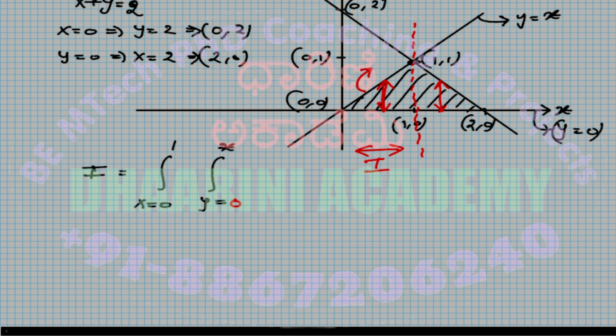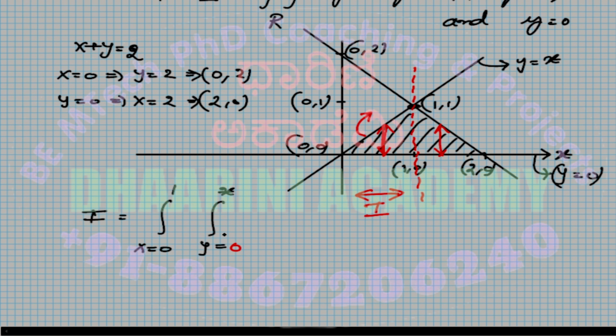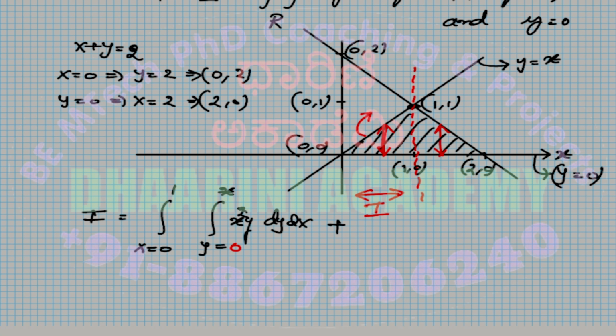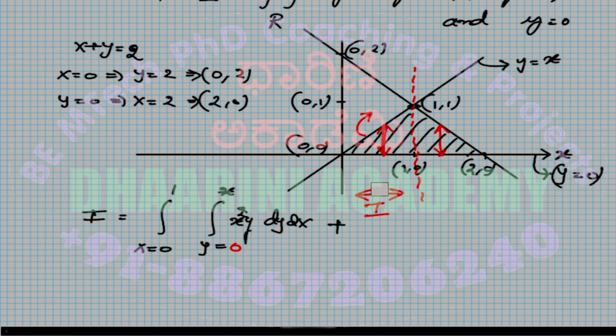Do the same integral, whatever they have given, that is x square y dy dx, right? X square y dy dx. That's not the answer. Plus I have to do the second half, right? And in the second half, I'll just erase this.